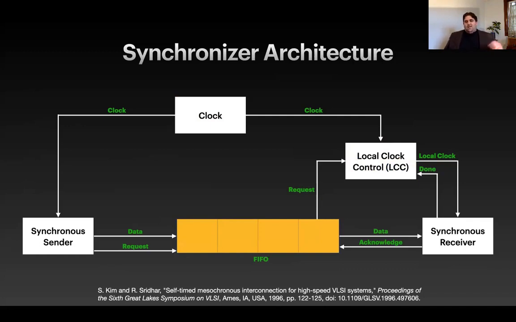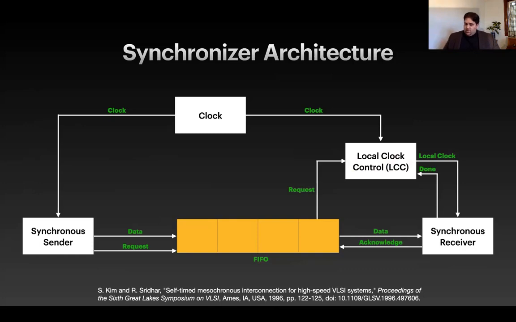And then finally, just to round this out with the FIFO, the FIFO will receive data from the synchronous sender, and that data will move through the FIFO as it goes. Once it reaches the front, it'll send that request signal high, and like we just described, that's one half of the equation to make the local clock control pump the clock out for the synchronous receiver.